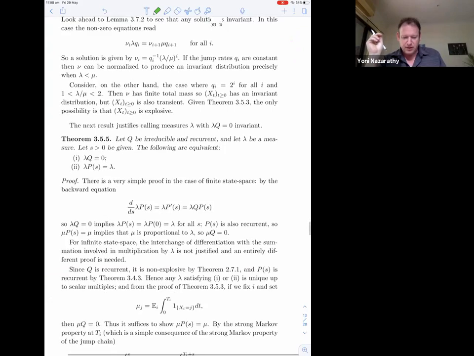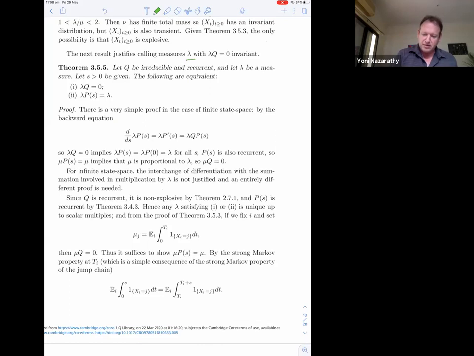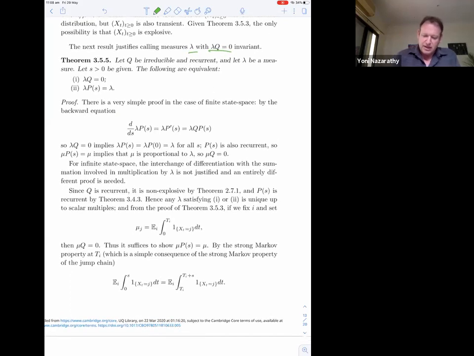Let's look at this one. The next result justifies calling measures lambda invariant. Let's look at these two equations. Let Q be irreducible and recurrent, let lambda be a measure, and let s be some given time. Two things hold. One is lambda Q equals 0, and that was how we defined an invariant measure. But this one has a bit more meaning.